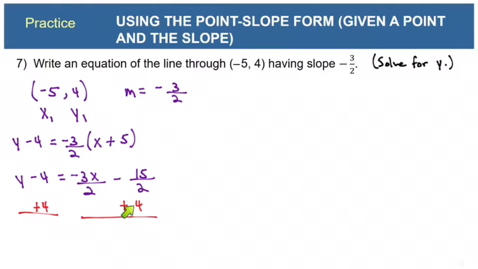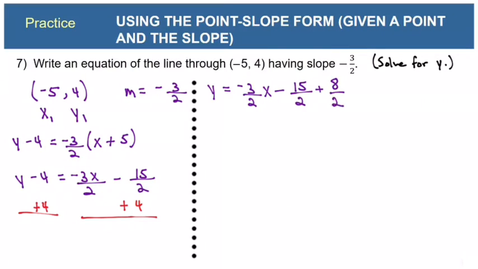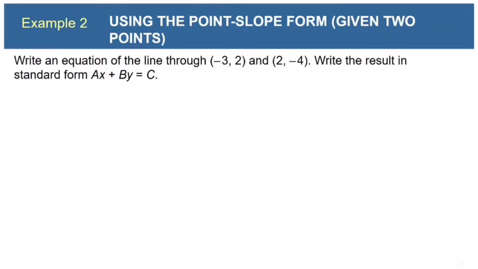Now don't forget that this is a whole number and we're adding to a fraction, so we're going to need a common denominator. 4 becomes 8 over 2, so we'll write negative 3 halves x minus 15 halves plus 8 over 2. Now negative 15 plus 8 is negative 7. So we have negative 3 halves x minus 7 over 2.